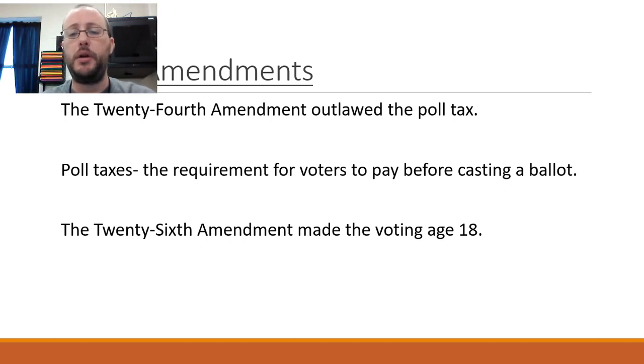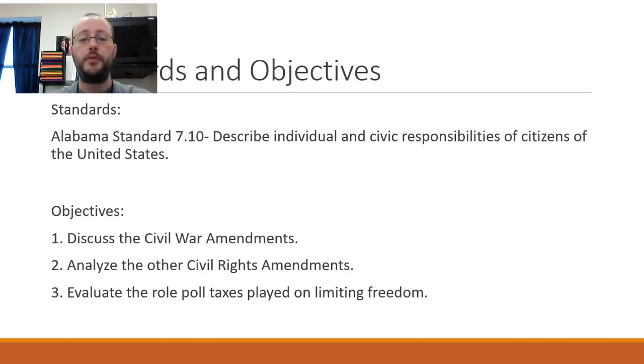The 26th Amendment made the voting age 18. That was because at the time the Vietnam War was going on, and they basically said, well, these boys can fight for the country. They should be able to vote in the country. And so they made the legal voting age 18.